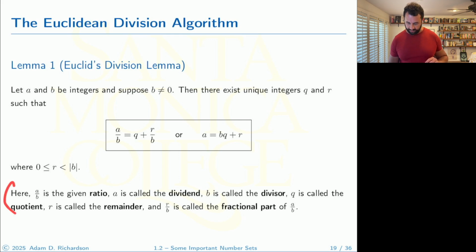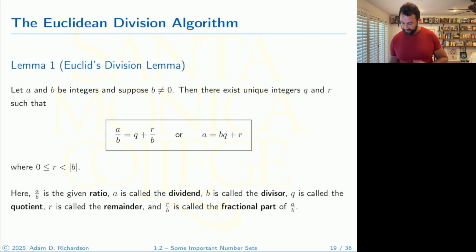This bottom little paragraph here is all the vocabulary that goes along with this interpretation. A over B is the ratio, like we saw in the previous section. A is what we call the dividend. B is called the divisor. B is like the thing doing the division in some sense. Q is called the quotient. R is called the remainder. And R over B is called the fractional part.